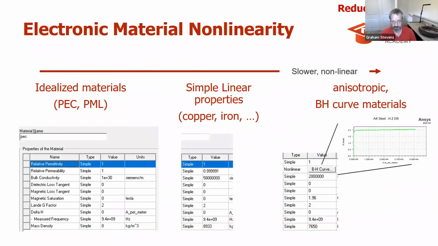On the electronic side, most of our nonlinearity comes from materials. So when we start with our analysis, it's best if you can use idealized materials, a perfect conductor or PML surfaces, just to, again, get a sense of the physics in terms of what's happening. Then perhaps shift to a material with simple linear properties, copper, irons, your standard materials. And then finally, when needed, and only when needed, jump to anisotropic or BH curve materials. And of course, the BH curve is important for magnetics in a lot of instances, so you will need to do that. But the idea here is to try and avoid it as much as possible.